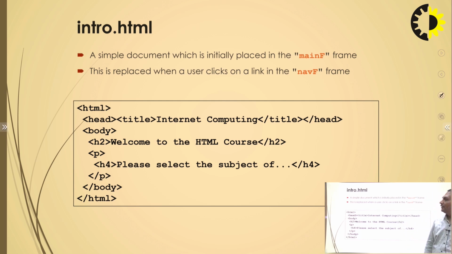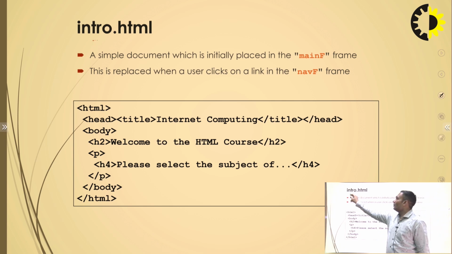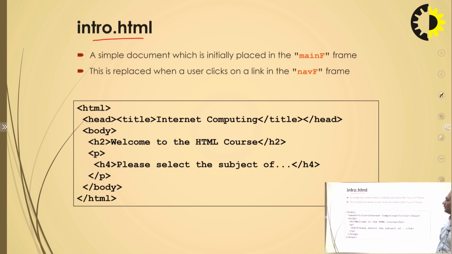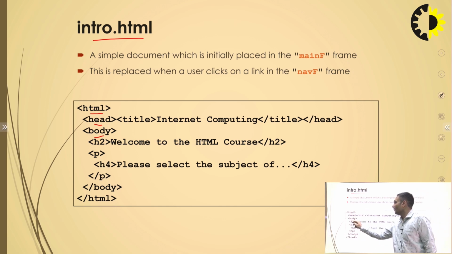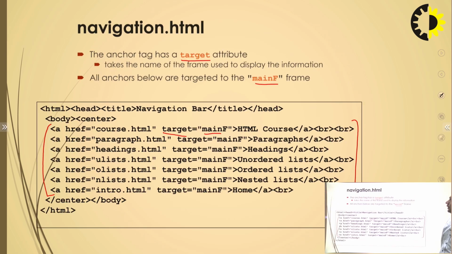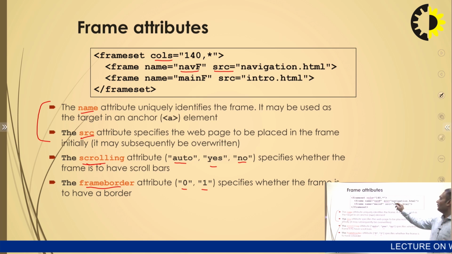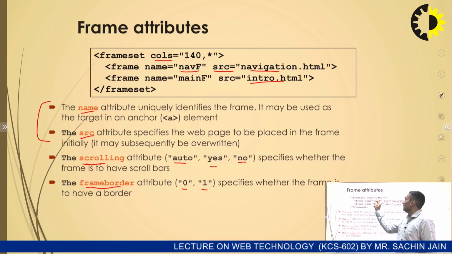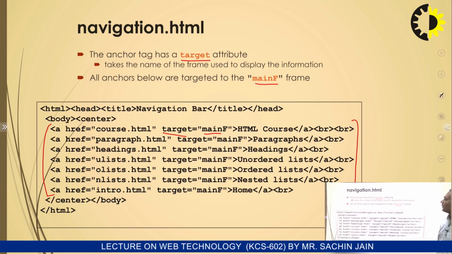Now let's see, there is a file called introduction.html, and this introduction.html contains an HTML tag, head tag, body tag, and the body tag contains three important things: a heading 2, a heading 4, and a paragraph. So introduction.html and navigation.html are the two files that are displayed inside the frameset defined here.